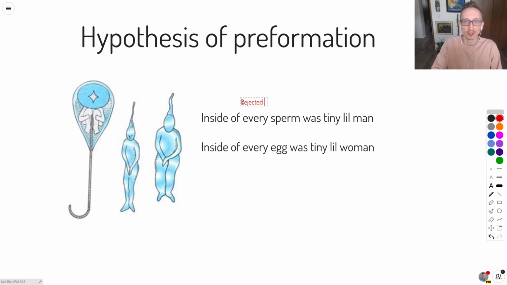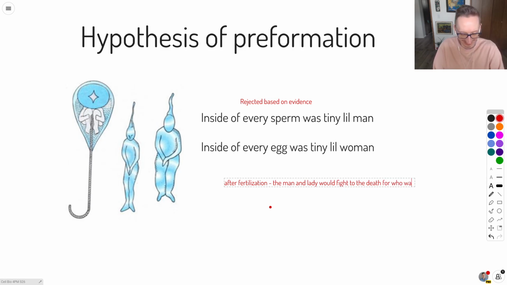Much to our consternation, we've never found a tiny little man inside of a sperm. Ugh, it's so annoying. Rejected based on evidence. Nor a tiny little woman inside of an egg. But if this were true, what it would mean is that after the sperm fertilizes the egg, after fertilization, the man and lady would fight to the death for who was born. Oh man, I wish this was true.